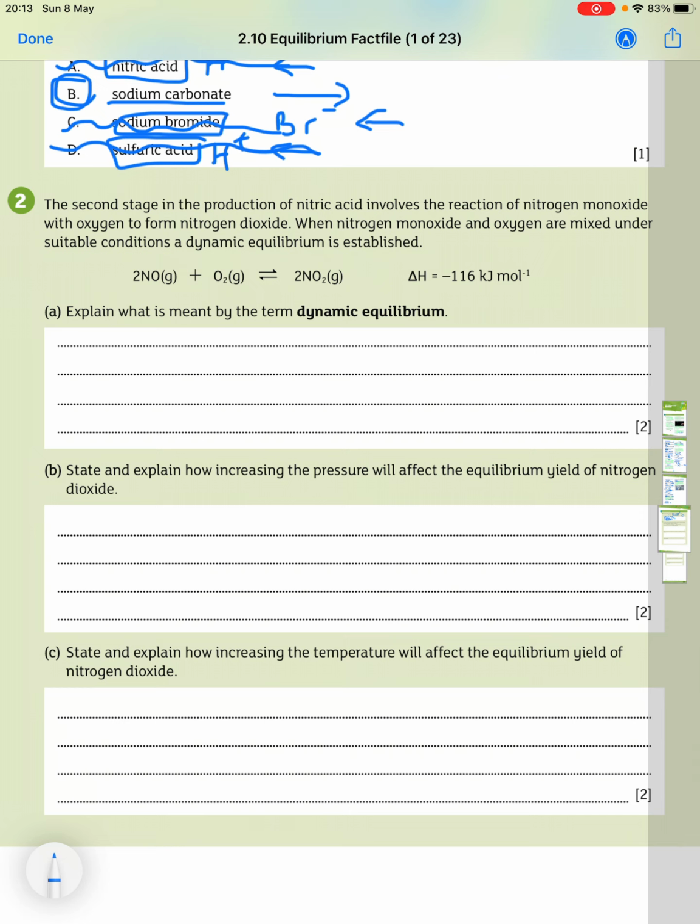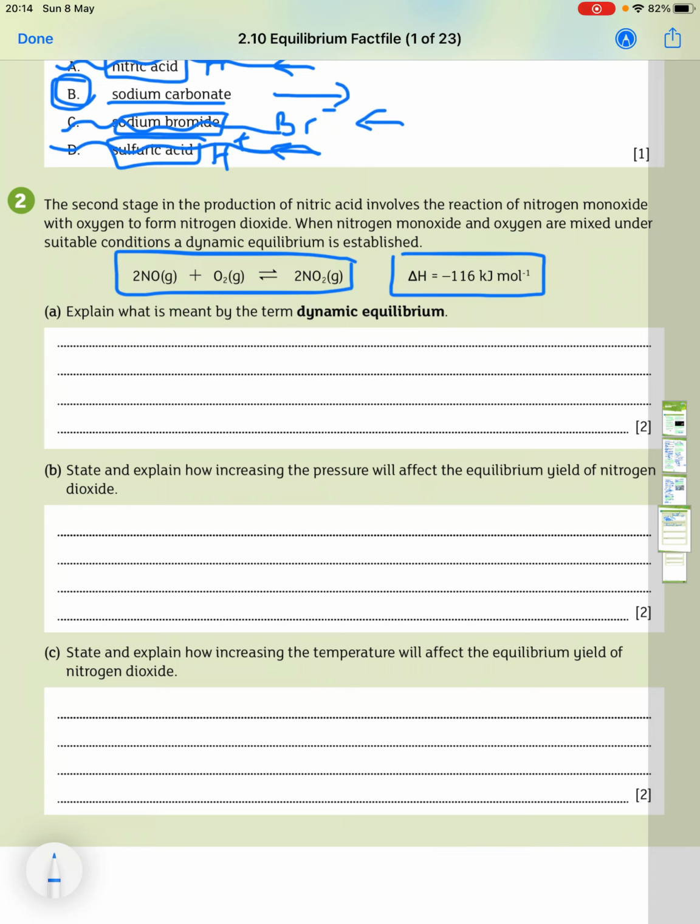Part 2, the second stage in the production of nitric acid involves the reaction of nitrogen monoxide with oxygen to form nitrogen dioxide. So when nitrogen monoxide and oxygen are mixed under suitable conditions, a dynamic equilibrium is established. And the equation is given. We've got NO and O2 gives us 2NO2. And you'll notice that the enthalpy change here is minus 116 kilojoules per mole. So explain what's meant by the term dynamic equilibrium.